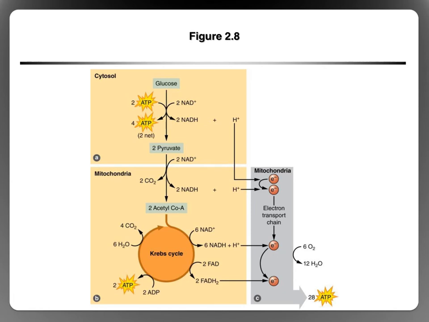So this is a summary of what we've already talked about. So here we have the cytosol, same as cytoplasm. So what we have here is glycolysis. We're always going to start with glucose 6-phosphate. In this example, we're starting with blood glucose.